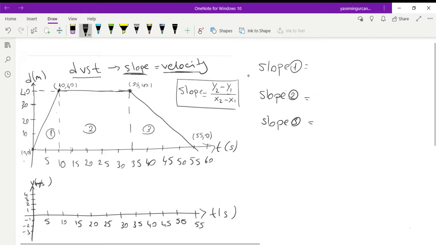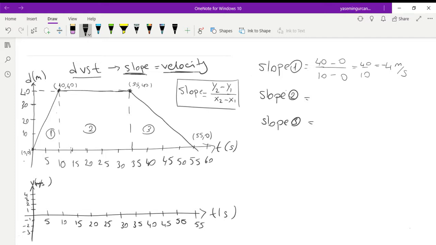Therefore, when you calculate the slope for region 1, y2 is 40 minus y1, the origin, which is 0, divided by x2, which is 10, minus x1, which is 0 again, because the motion starts at the origin. So you have 40 divided by 10, which is 4. And the unit is meters per second, because y's are given in meters and x's are given in seconds, right? So it's meters divided by seconds.